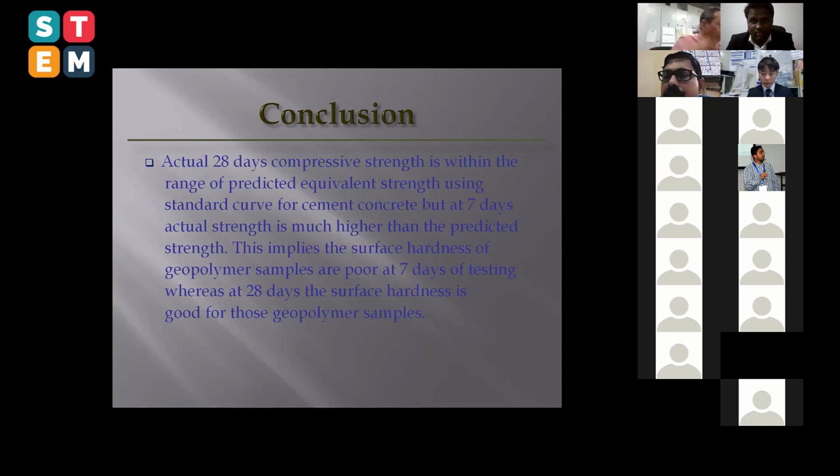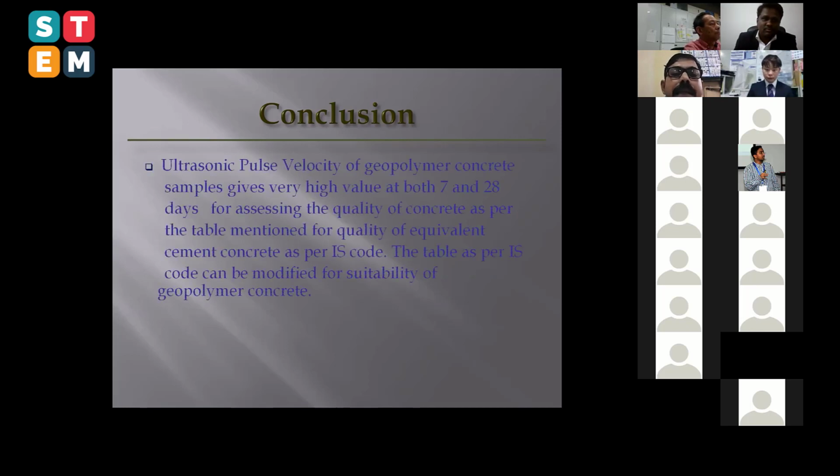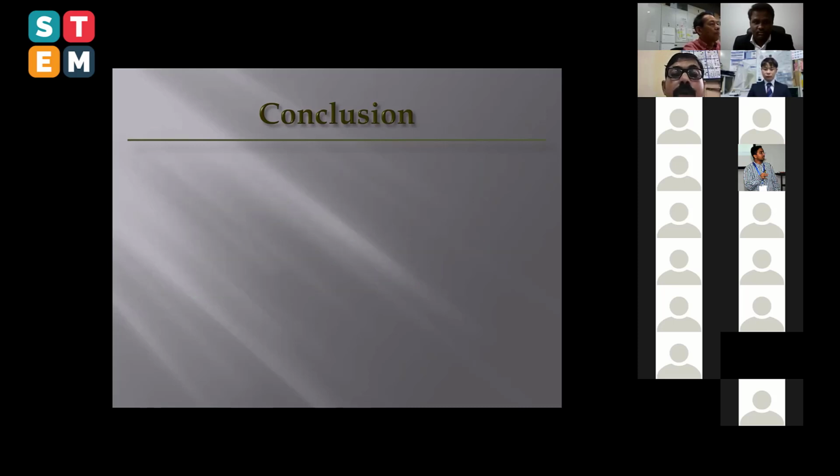This implies the surface hardness of geopolymer samples is poor at 7 days of testing, whereas from 28 days onward the surface hardness is good. That is more or less a similar trend to cement-based concrete also. Even the ultrasonic pulse velocity of the geopolymer concrete samples is a very high value at both 7 and 28 days. For assessing the quality of concrete, the table for equivalent cement concrete as per the IS code, or the corresponding ASTM code, can be modified. Some modification is necessary for the suitability of geopolymer concrete.